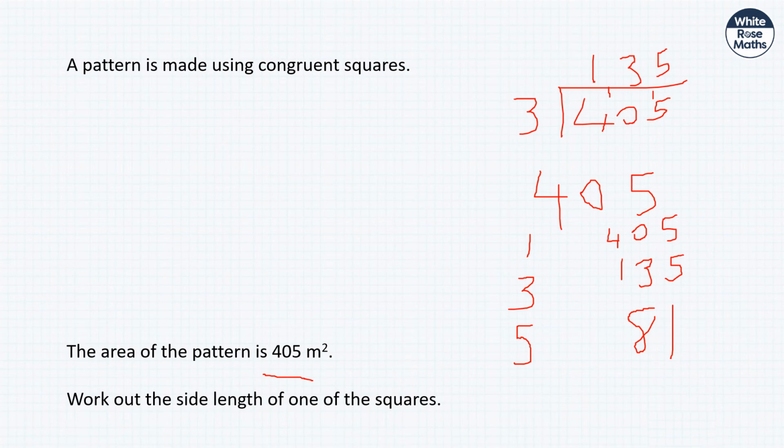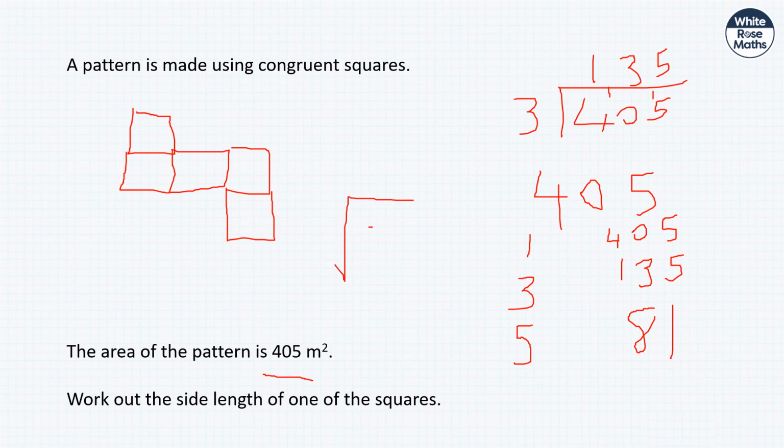Now here, I can have a shape or a pattern that has 5 squares. The reason for that is because 81 is a square number, so I can take the square root of that. So I can have 5 squares: 1, 2, 3, 4, and 5. If I do the square root of 81, that will tell me what each side length of one square will be. So that'd be 9. The side length would just be 9 meters.